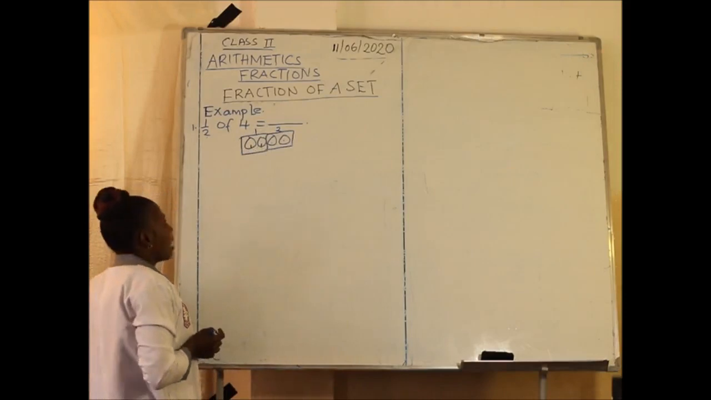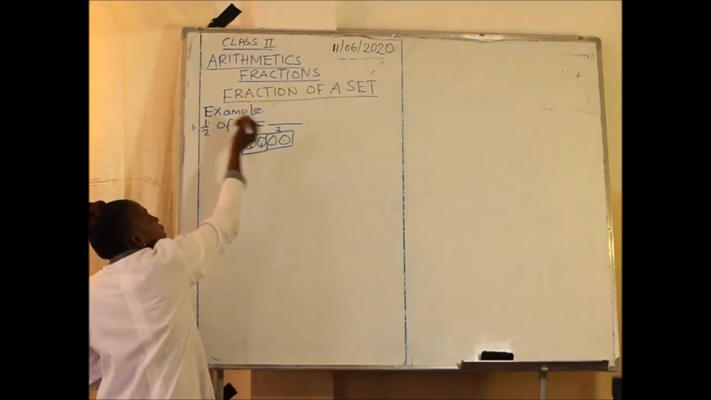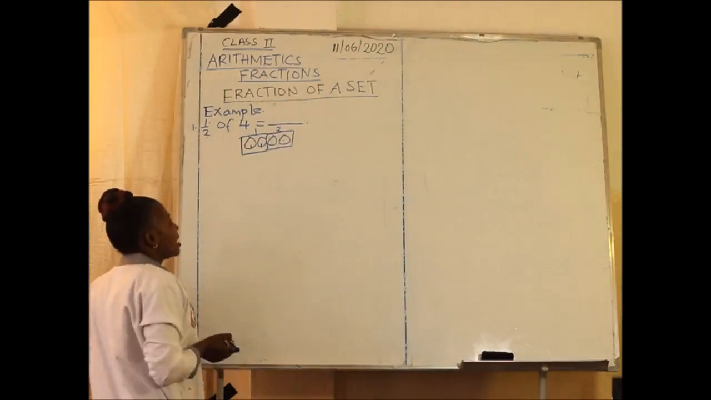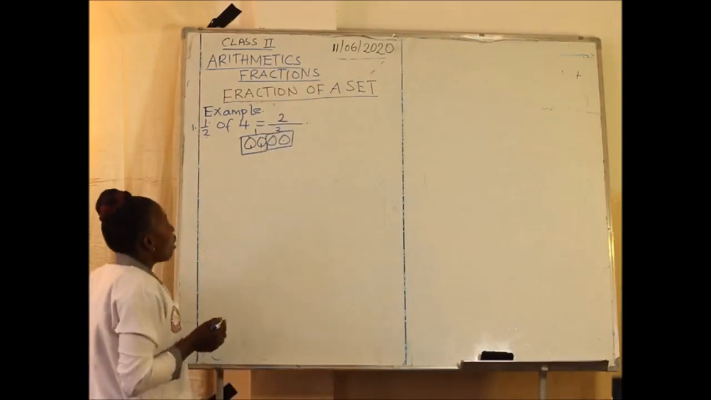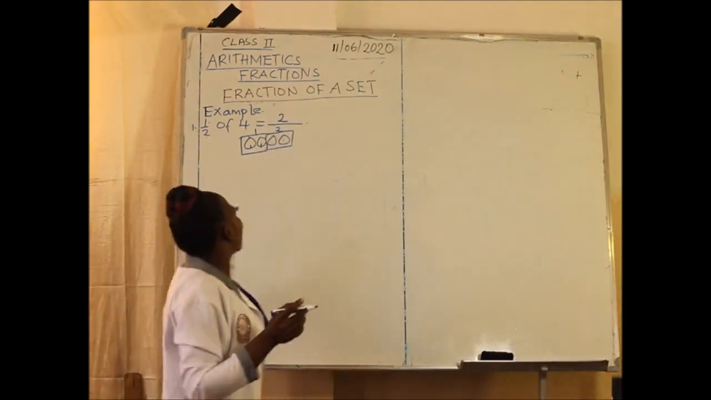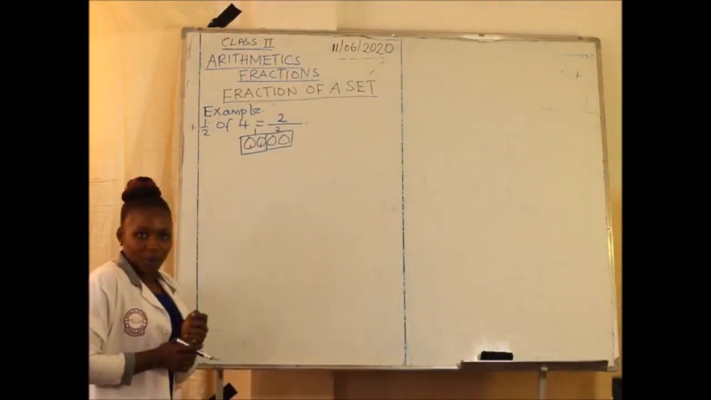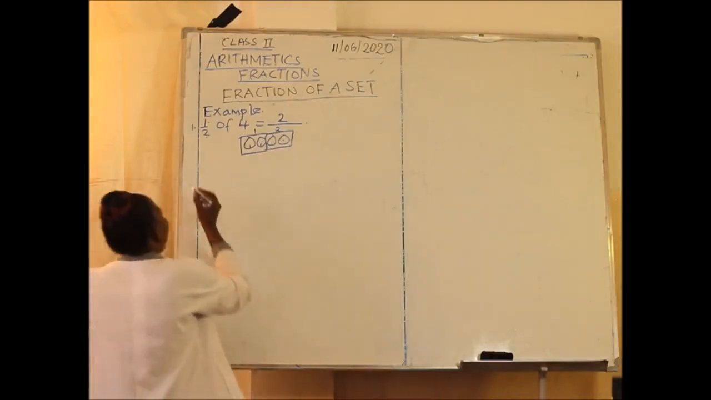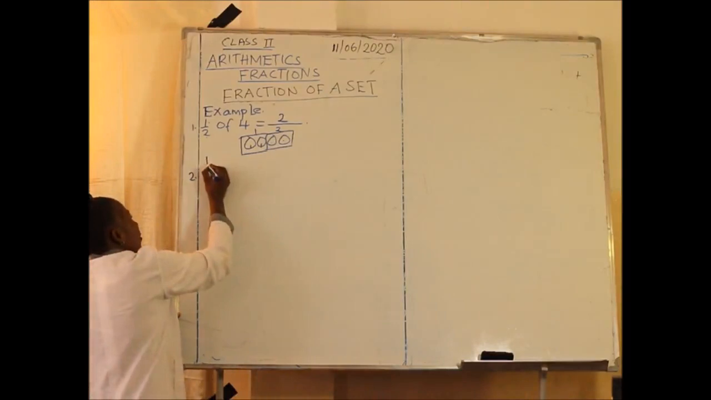Thereafter, another step, you have to ask yourself, if we have only one group of 2, equals to what? 2. So where are we supposed to write that 2? In the given gap, like this one. So how many 1/2 do we have in 4? The answer will be 2. Are we together? Okay.